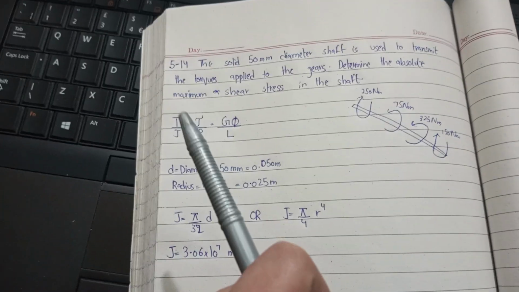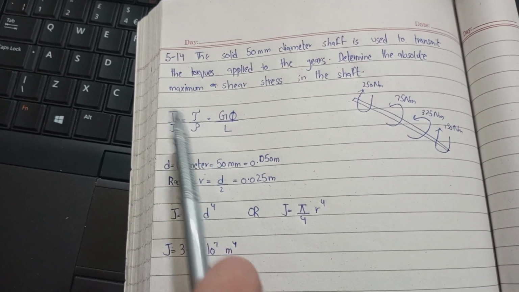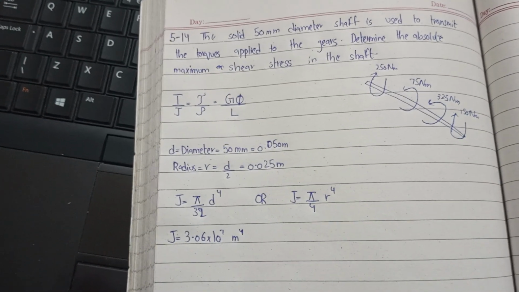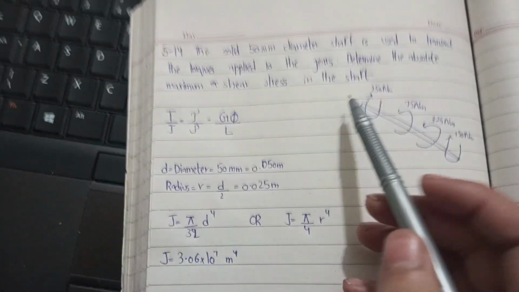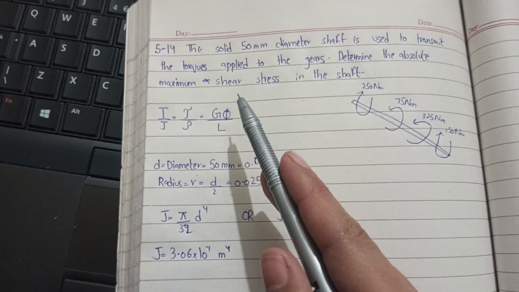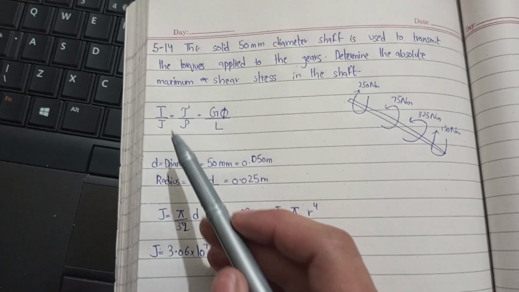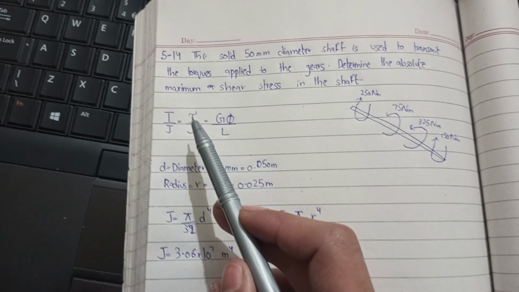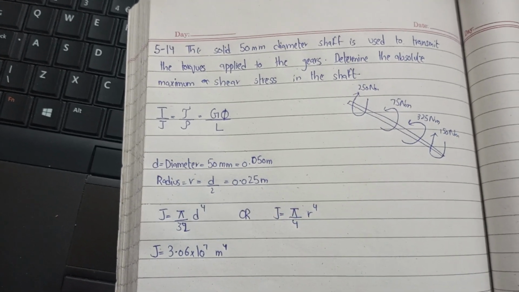First of all, you need to identify the formula. There are three formulas which I write here. If you identify the formula, your 80 to 90% question is already solved. In this question, he asked to find the maximum shear stress, which is tau. T shows the internal torque, J shows the polar moment, ρ shows the radial distance, tau shows the maximum shear stress, and phi shows the angle of twist.